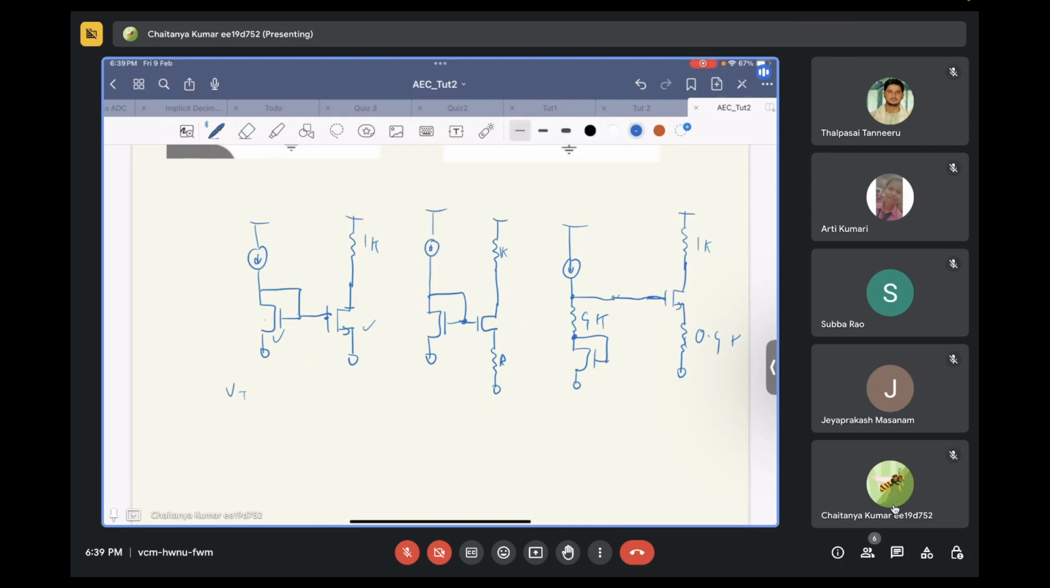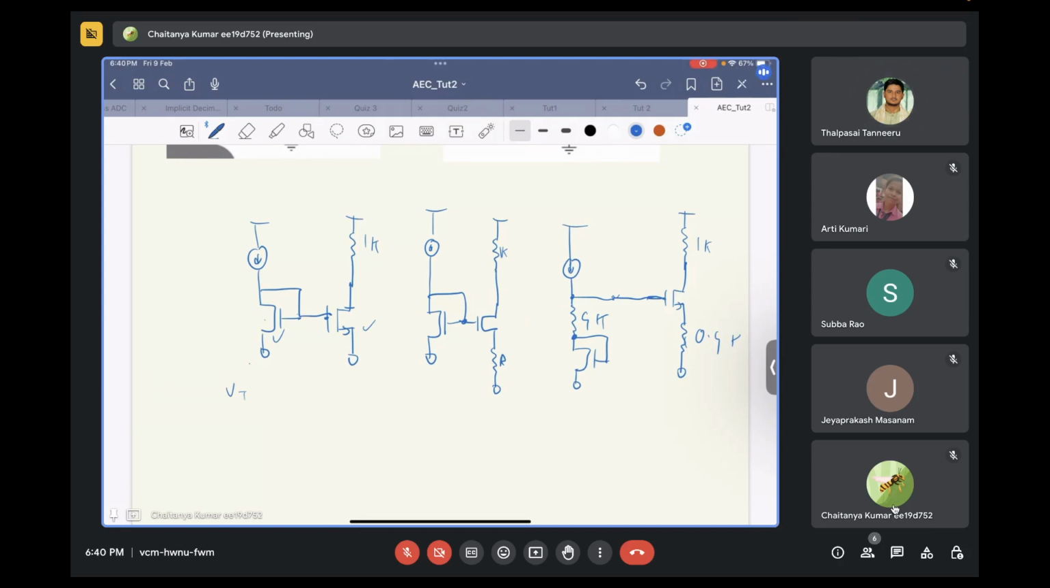What we discussed initially: if there is a VT variation due to process change or some temperature change, and as long as the mirroring transistor and the input transistor are in close proximity, they will face the same kind of VT variation. Is this clear? Yes, sir.